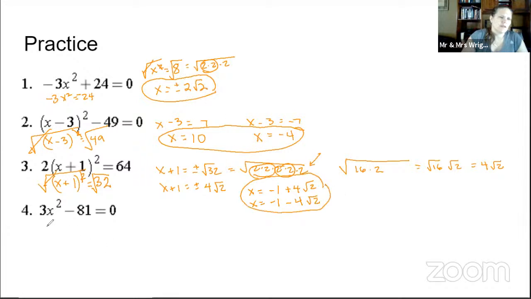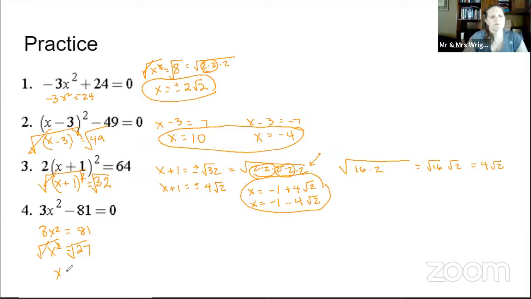All right, so 3x squared minus 81 equals 0. Undo this subtraction first. We're going to be left with 3x squared equals a positive 81 because it moved from the left to the right, so it changed from negative to positive. 3x squared, we're going to divide by 3. 81 divided by 3 is 27. x squared equals 27. Okay, now let's take the square roots.